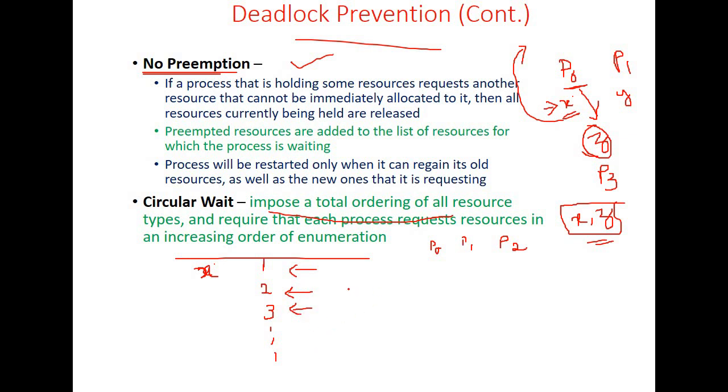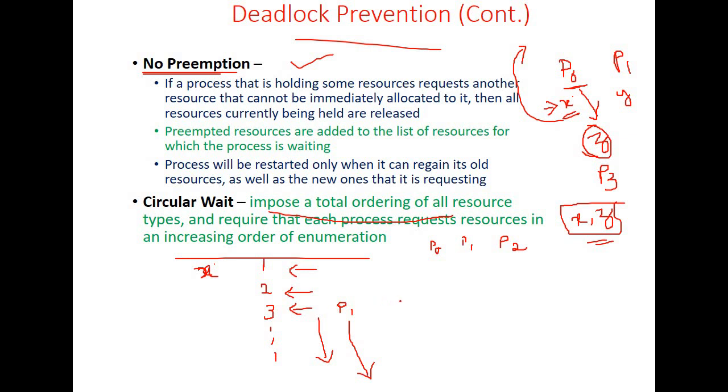For example, if a process P1 requested the resource whose enumeration order number is 3, then it cannot ask for resources 1 and 2. It should ask for resources only whose enumeration order number is after 3. So, in the increasing order of enumeration only, the resources can be requested by the process.